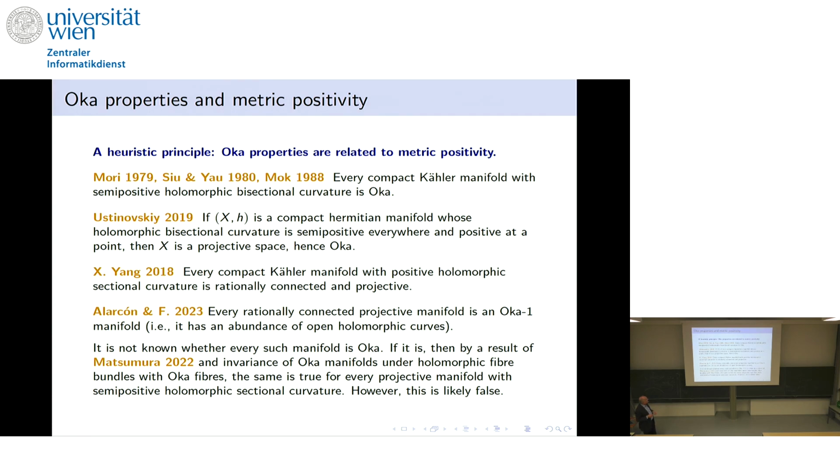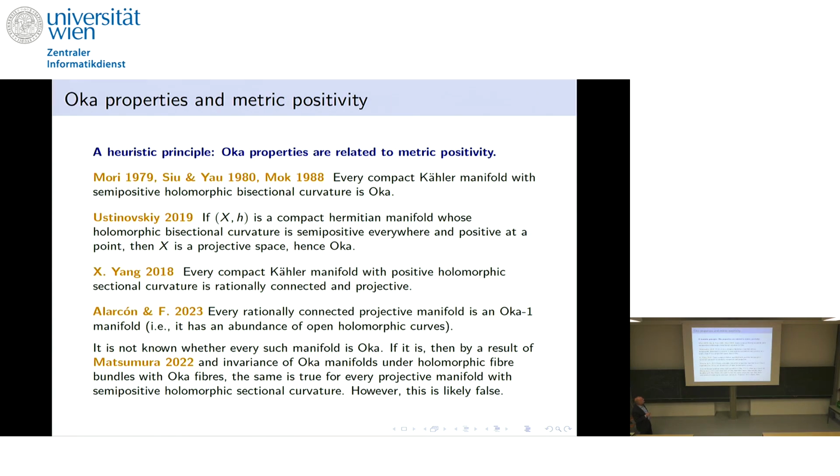There is another thing I wanted to point out, since many of you are experts on, or know a lot about, complex differential geometry. It turns out, and this is a heuristic principle that I'd like to formulate, that the Oka properties of compact complex manifolds seem to be related to metric positivity. Even in what I told you today, the important feature of the bundle was to be positive, and that meant pseudo-concave.